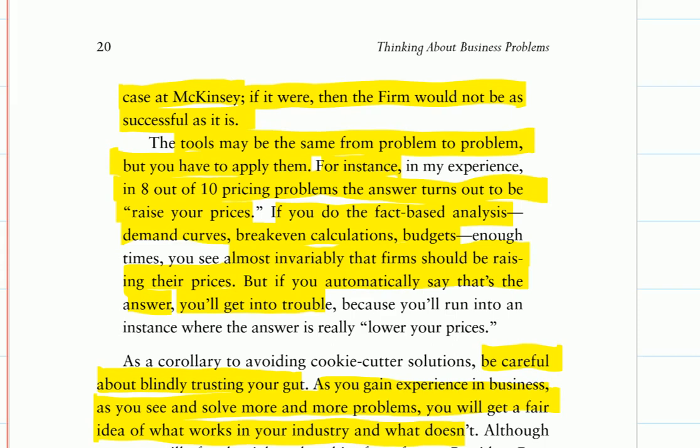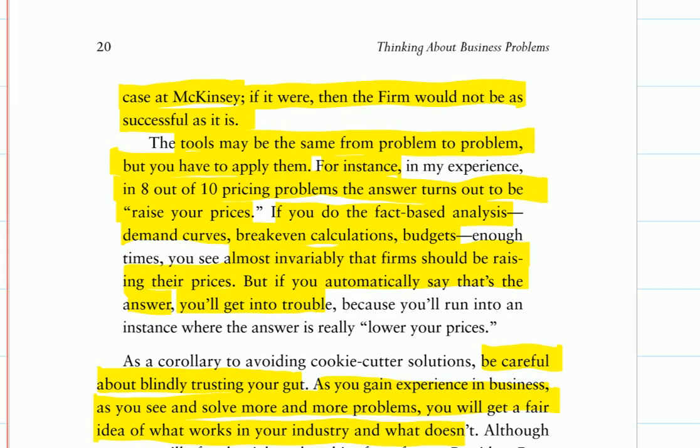So maybe, for example, you use Excel for 10 different things, like your expenses, your incomes, maybe the balance sheet, P&L, but you're using it for different things. Maybe the tool is the same, but the outcome is different. So he says that whenever there's a pricing issue, 8 out of 10 times the answer is to increase the price.